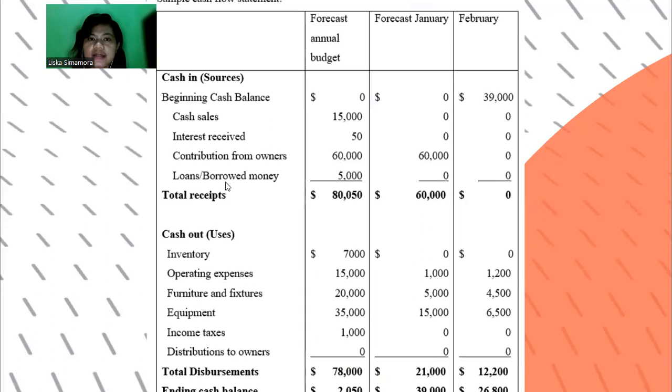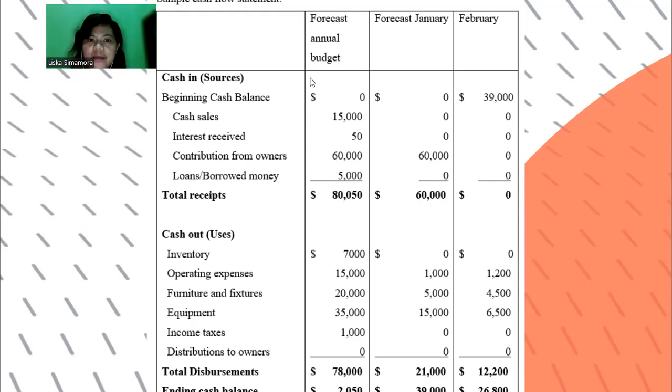Cash in sources. They've put here forecast annual budget, forecast January and February. So for cash in, they say it as sources, where they get money to be put in the cash. They have sales, they have interest received, they have contribution from owners, and they have borrowed money. Of course, they will have liabilities, right? But this borrowed money comes to their cash.